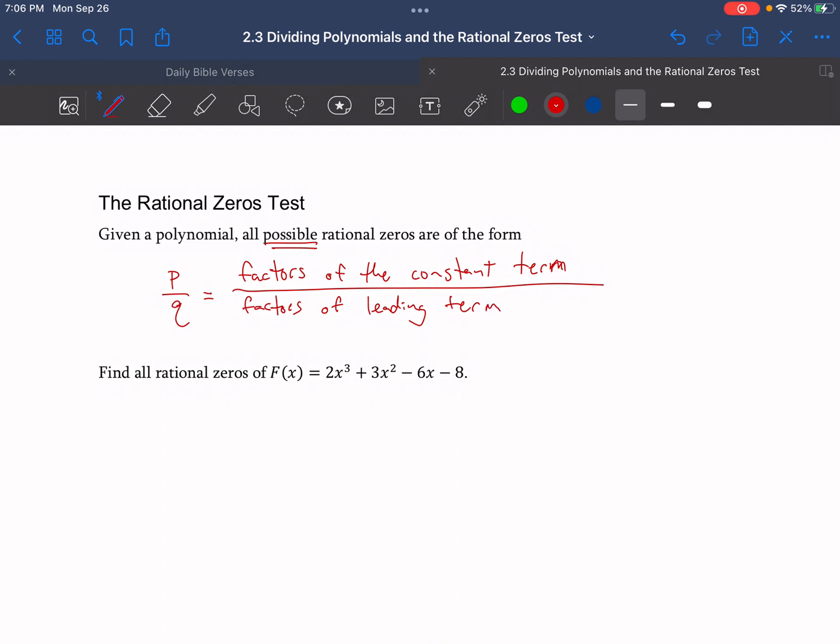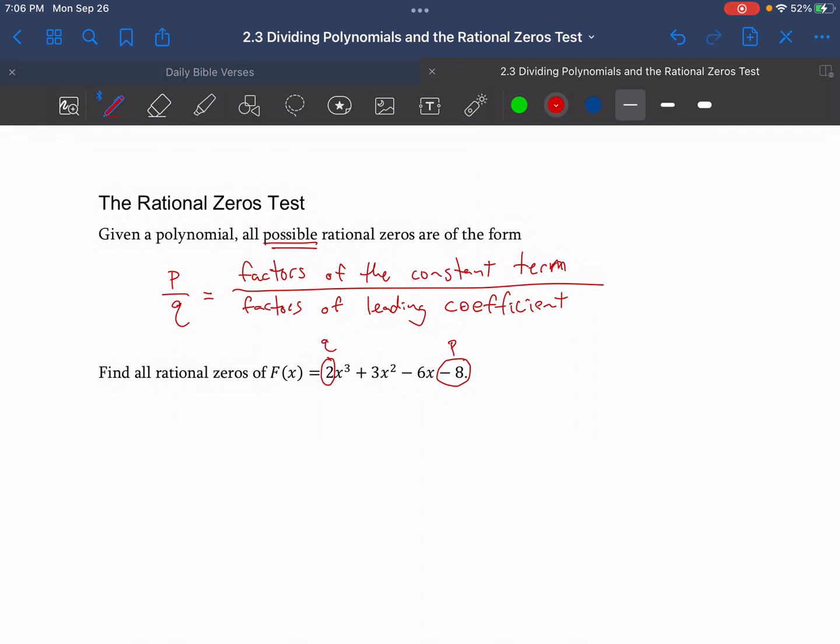Or not the leading, the factors of the coefficient of the leading term. So the factors of the leading coefficient, I should probably say here. So if we look at this first one here, we can tell that this is the constant term, so that's P. This is the leading coefficient, so that's Q. So P and Q there are just like that.